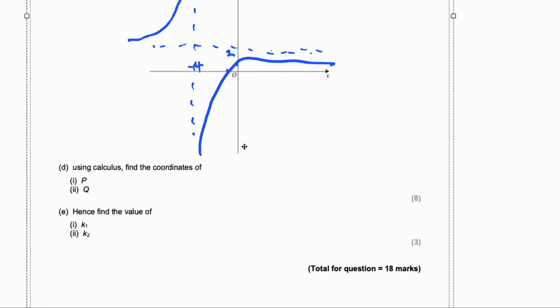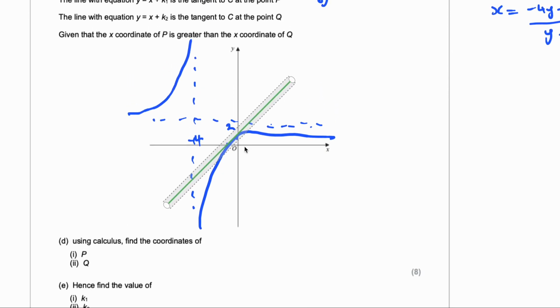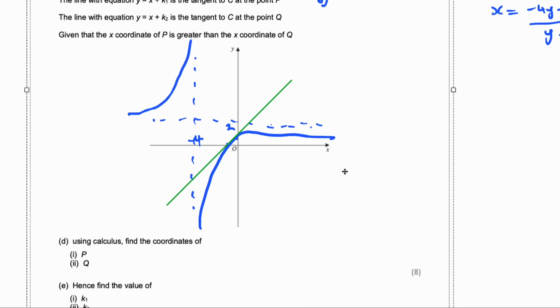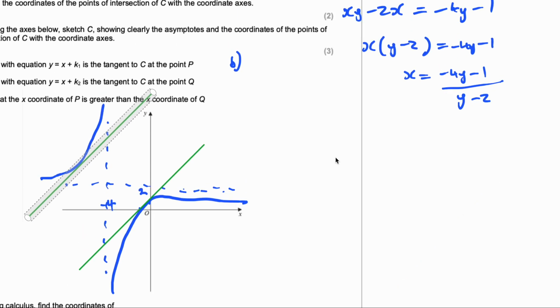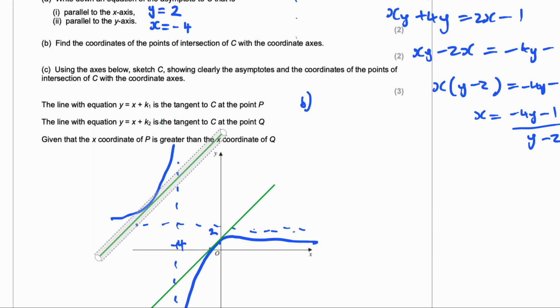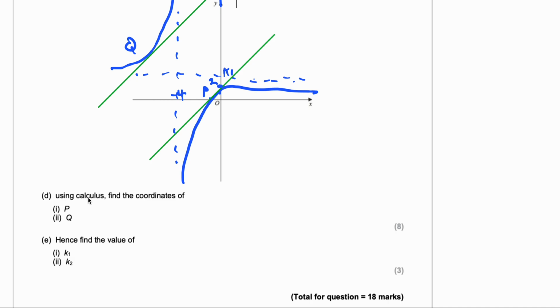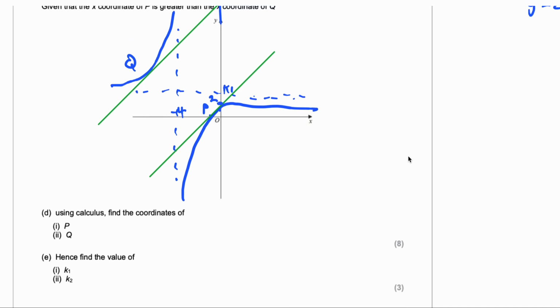So let's just copy and paste that, get another line. So 2 lines with the same gradient, but they have 2 different intercepts. So let's say this one is P and this one is Q. So if this one is P, then this is K1, and this point here where they intersect is K2. Okay. So using calculus, find the coordinates of P and Q.